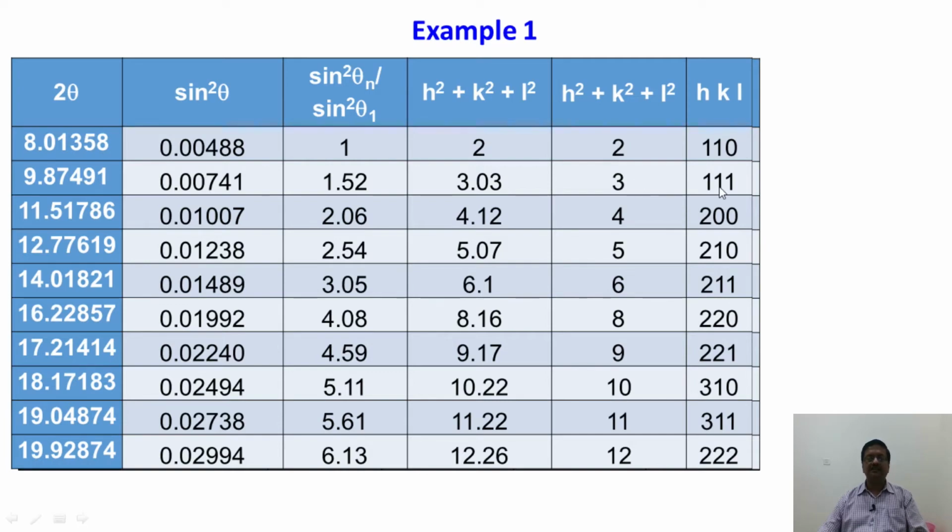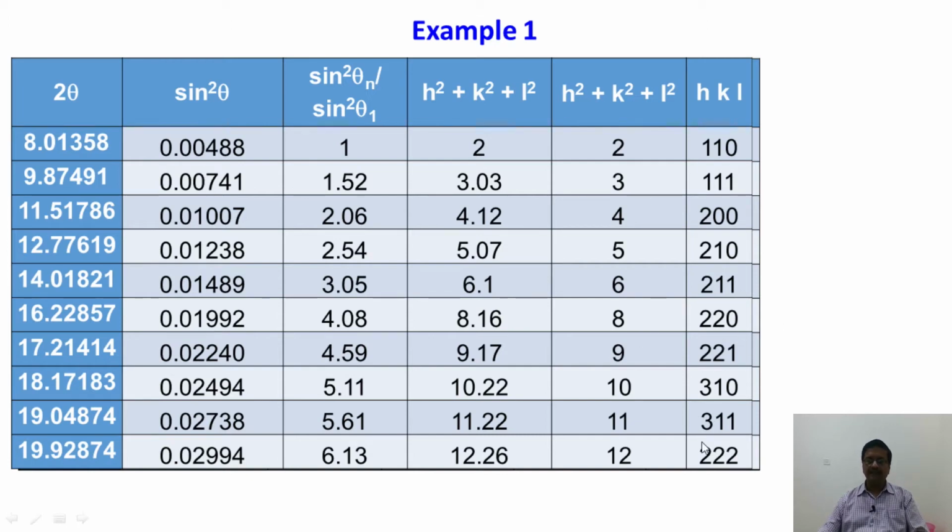When it is 3, all 3 of them are 1, that is 1 square plus 1 square plus 1 square. For 4, it is 2, 0, 0. For 5, it is 2, 1, 0. For 6, it becomes 2, 1, 1, that is 2 square plus 1 plus 1 is 6. Remember that when I write 2, 1, 1, I am actually indicating the family of planes 2, 1, 1. That means it can be 1, 2, 1, it can be 1, 1, 2, or it can be 2, 1, 1.